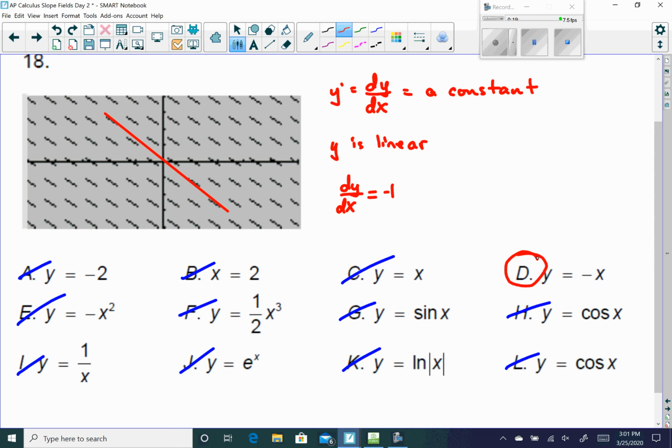Some of these take a little bit of reasoning through, so make sure that you're trying to eliminate things that you know for sure are not going to match. And then once you do find it, take the derivative of it and see if it does match every value that's showing up here.